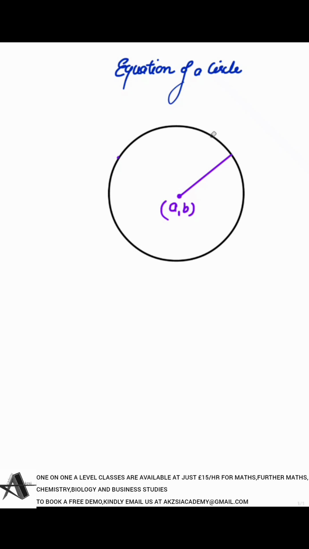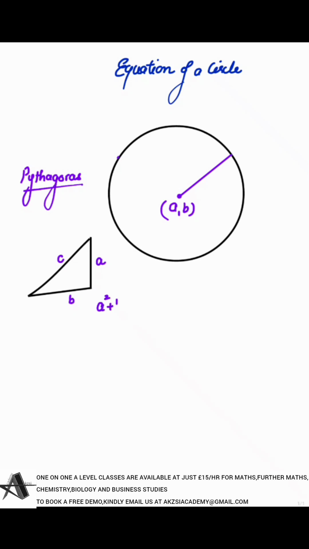Now let me show how we can derive the equation of a circle, and it's very simple. We can do it by the Pythagorean theorem. We know the Pythagorean theorem is applicable in a right-angle triangle. Here I have drawn it, and according to this theorem, the sum of the squares of the two sides of a triangle is always equal to the square of the third, longest side. Clearly c is the longest side, which is called the hypotenuse. So according to the Pythagorean theorem, a squared plus b squared equals c squared.